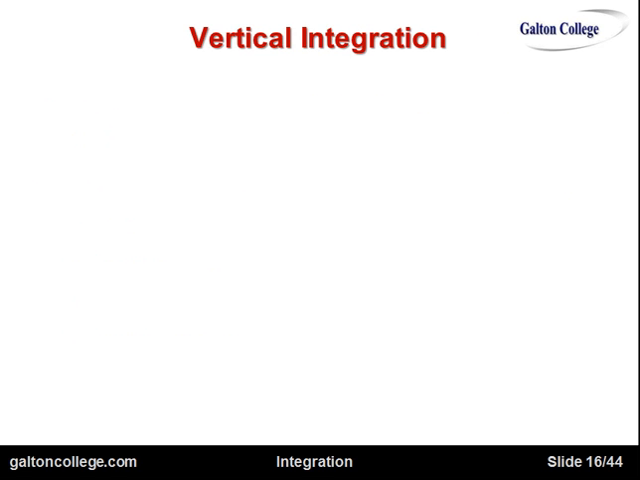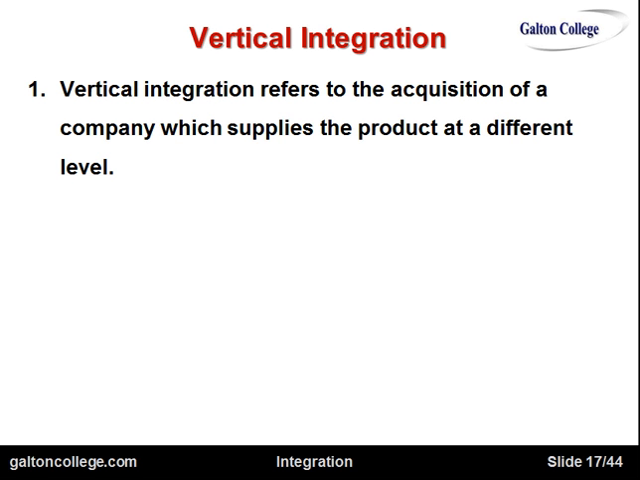Now let's turn our minds to vertical integration. Vertical integration refers to the acquisition of a company which supplies the product at a different level. So if a company is manufacturing the product and it buys the outlets that sell to the customer, that is vertical integration. It's moving levels. And that's what we mean by vertical integration. It moves from, let's say, from raw materials to manufacturing. That's vertical. From manufacturing to selling, that's vertical.